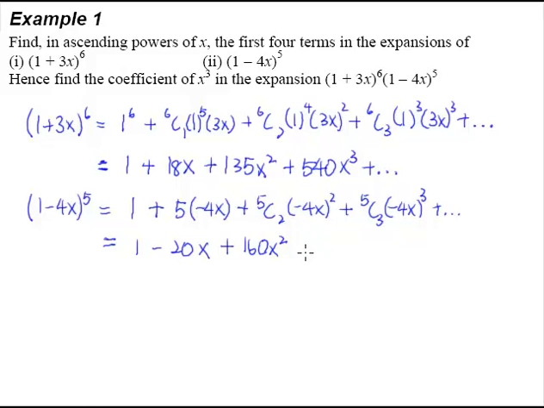So lastly, from our calculator again, 5c3 is also 10, and 4 to the power of 3 is 64. But because it's negative, negative 4 raised to the power of 3 is negative 64, so that will give us a negative 64 multiplied by 10, and that will give us 640 x cubed. Okay, so again, this is our answer for the second part. We basically have answered the first and the second part. So this is basically how you do your binomial expansion.